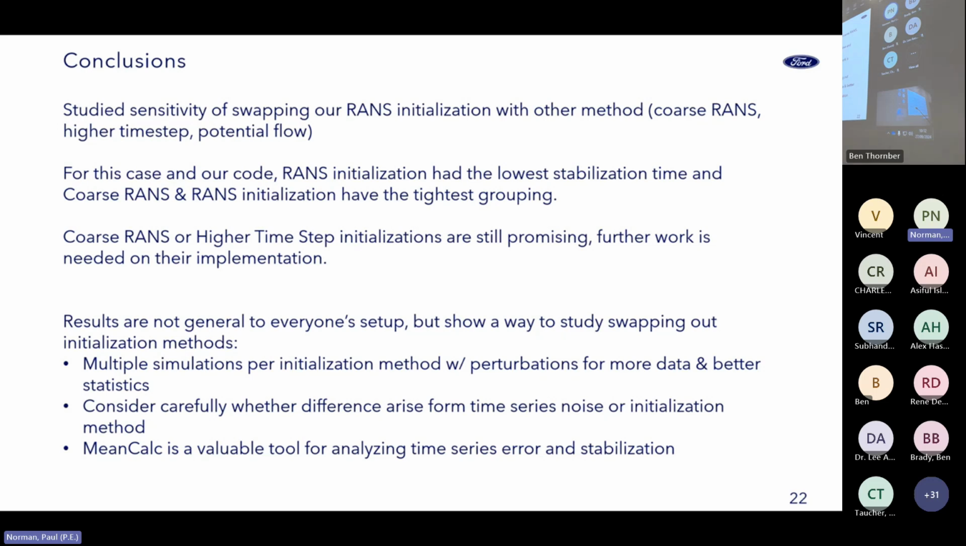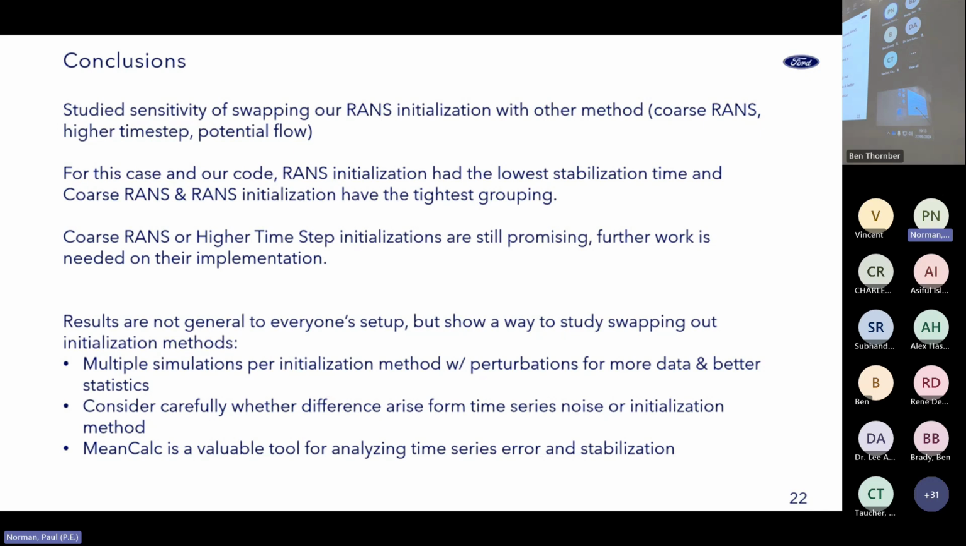So maybe for coarse RANS, I could have done the mesh refinements better and gotten the drag coefficient closer to the final value. And for the high time step initialization, I think that first order upwind scheme that I used really smeared out the results and meant that the burn-in time was longer because the drag coefficient had a longer way to go. So I recognize the results are not general to everyone's setups, but I just wanted to show an example of how you could study swapping out initialization methods.